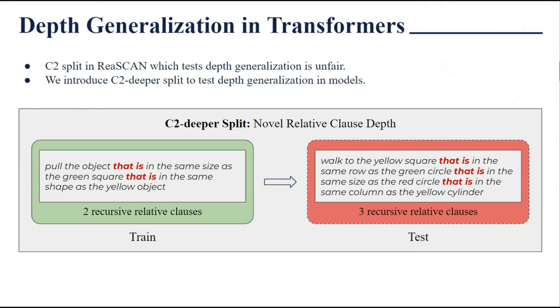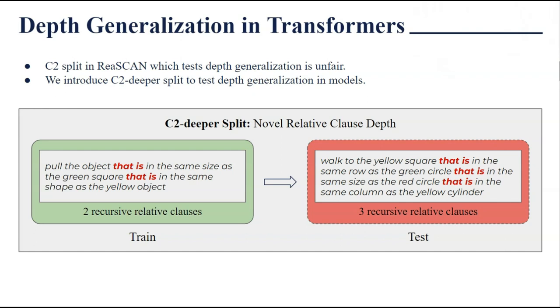Next, we found that a particular split in ReaSCAN, that is the C2 split, which tests depth generalization in models, is unfair in that the training data does not provide the model with sufficient information to correctly choose among competing hypotheses to learn. Therefore, in order to investigate whether transformers can generalize to higher depths, we introduce an amended version of that split, which we call C2 deeper.